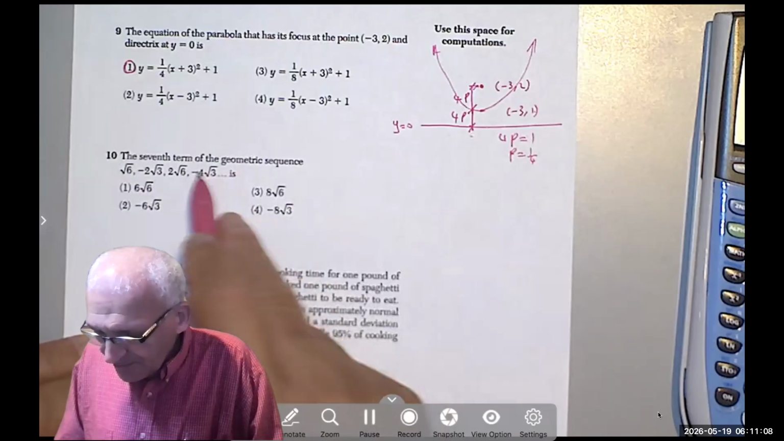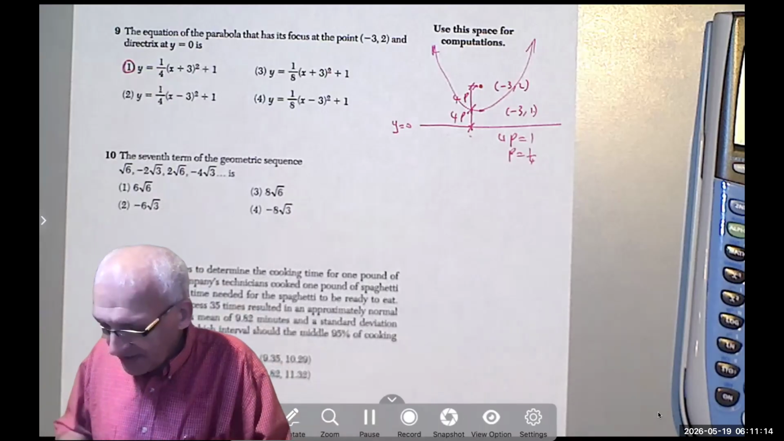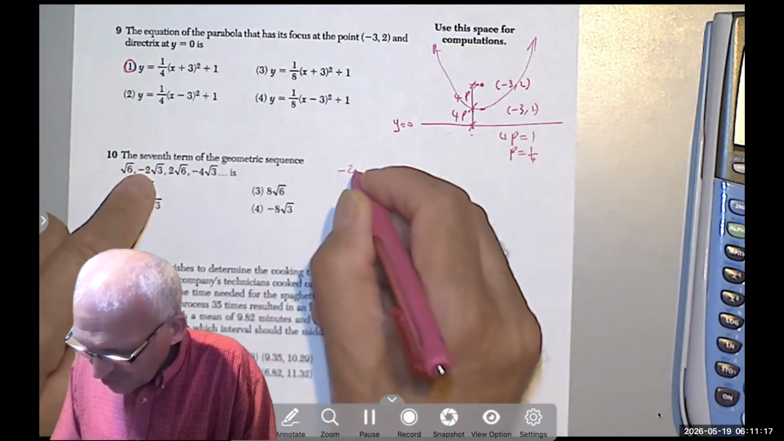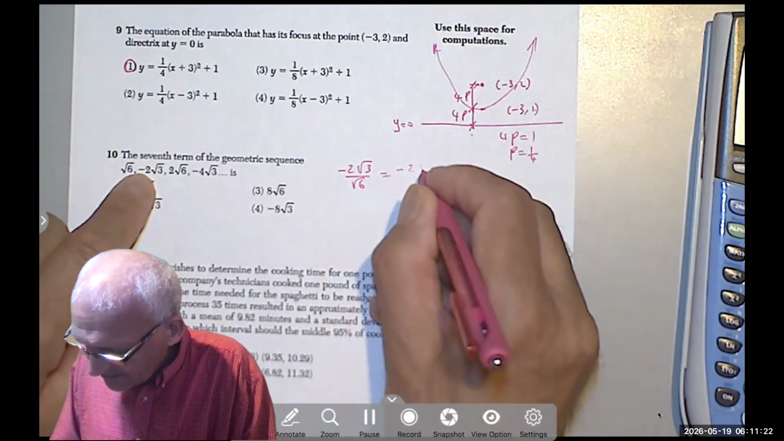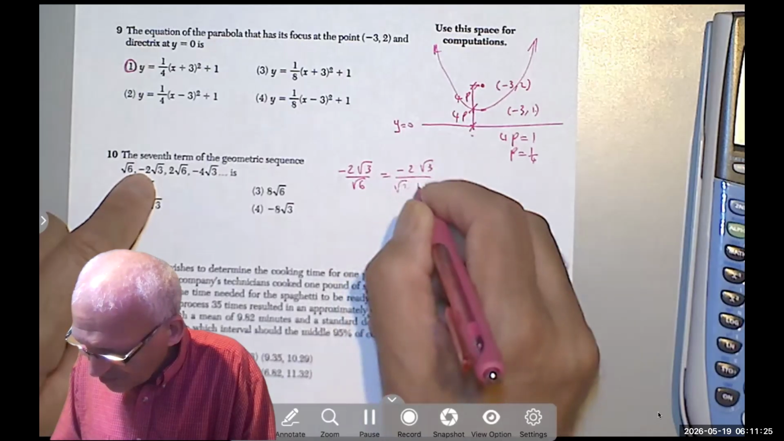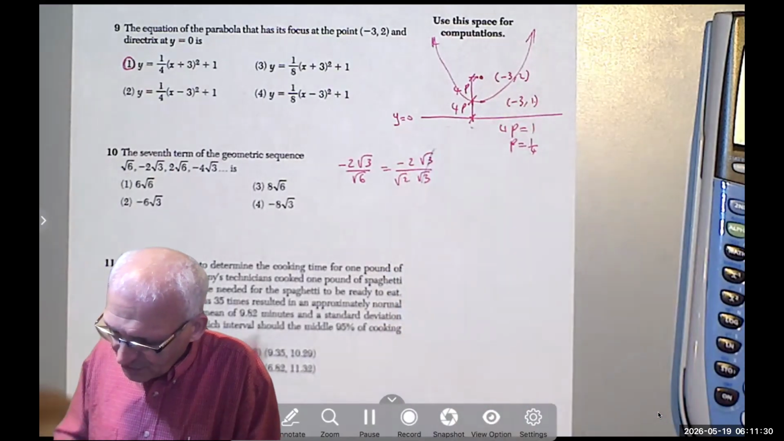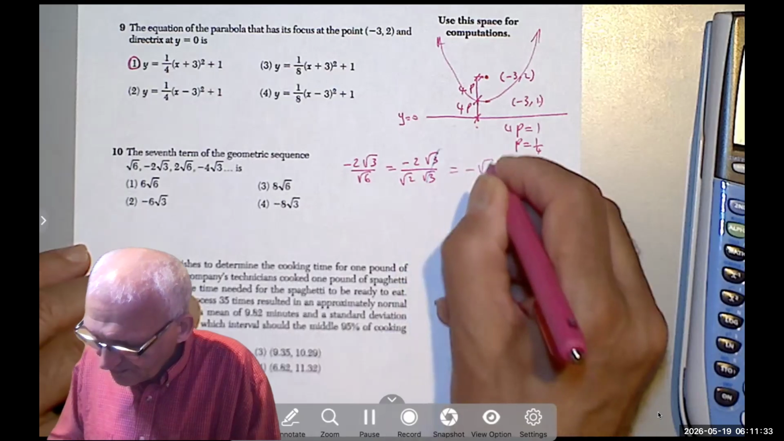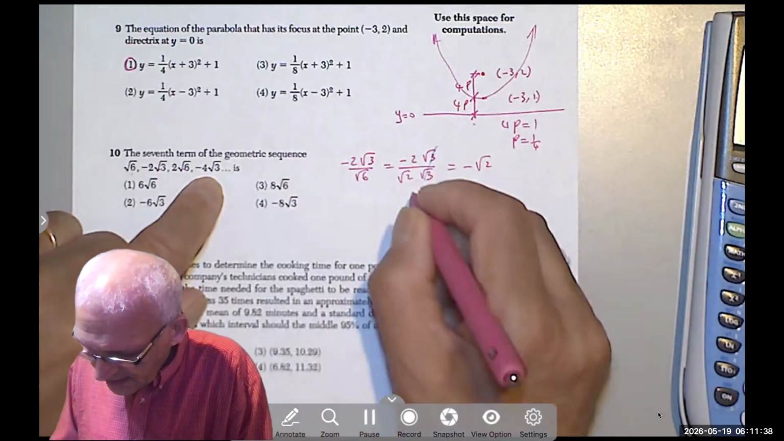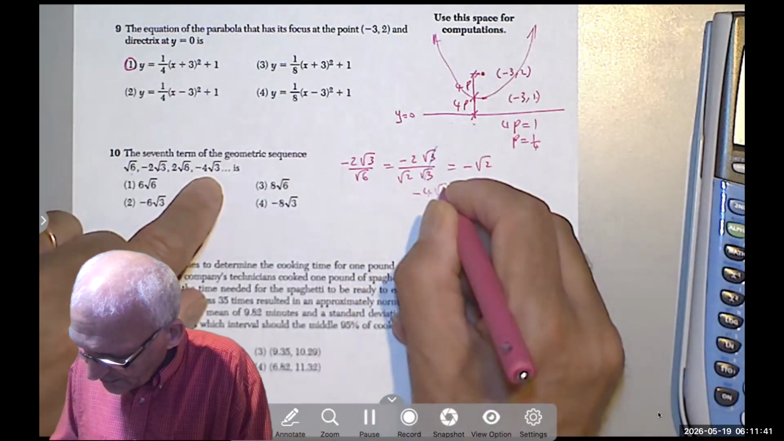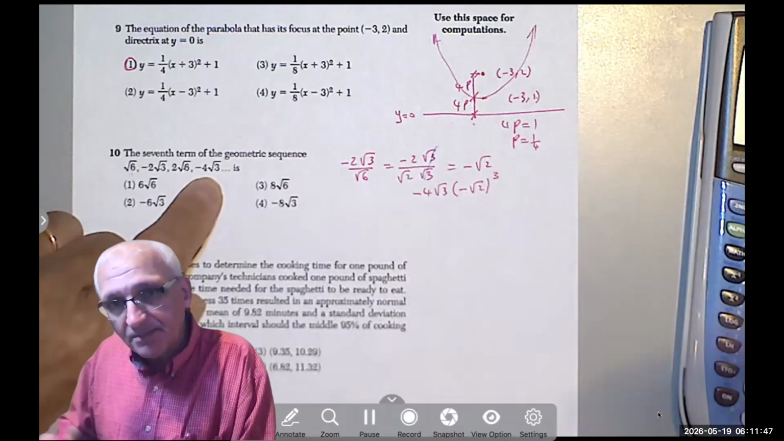The seventh term of the geometric sequence is what? Well, that's a geometric sequence, so I can find the ratio, which is negative 2 root 3 over root 6. That can be written as negative 2 root 3 over root 2 times root 3. And I can also simplify 2 over root 2 to negative root 2. This is 1, 2, 3, 4. So I need to multiply the negative 4 root 3 by negative root 2 cubed, right? Each time you multiply by negative root 2.